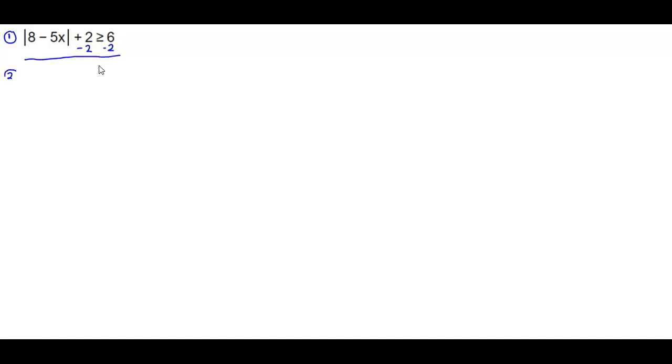So therefore, we end up with the absolute value of 8 minus 5x. The 2 minus 2 is 0, and that's going to be greater than or equal to 6 minus 2, which is 4. Now we need to recall the definition of when you take the absolute value of an expression and it's greater than or equal to a constant. So when it's greater than or equal to, we say that x, the expression, is less than or equal to the negative of the constant, or x, the expression, is greater than or equal to the positive constant.